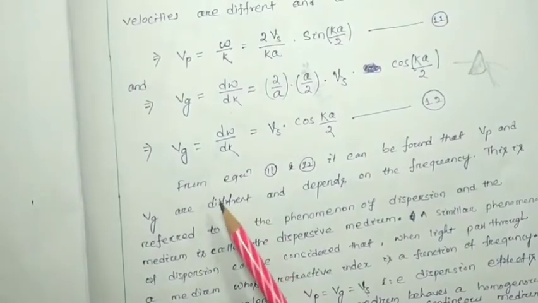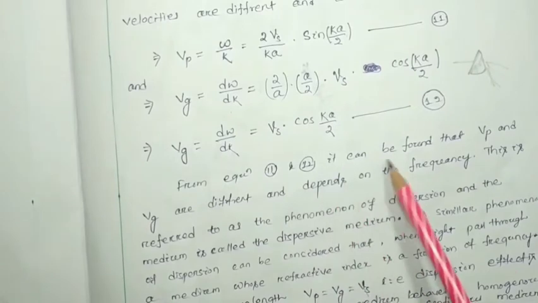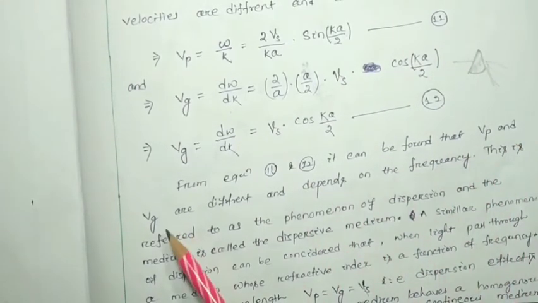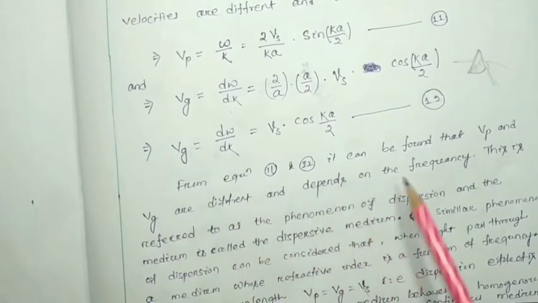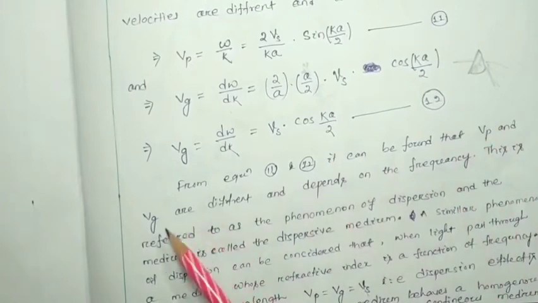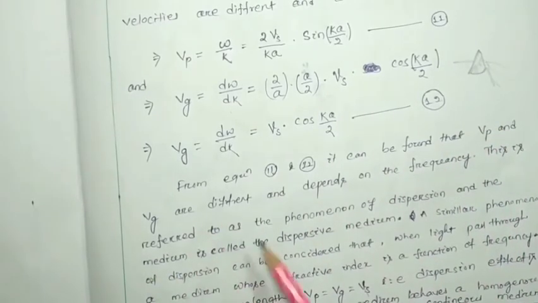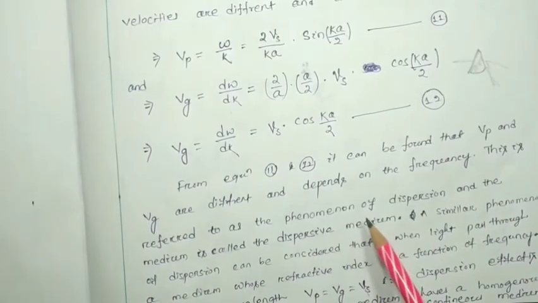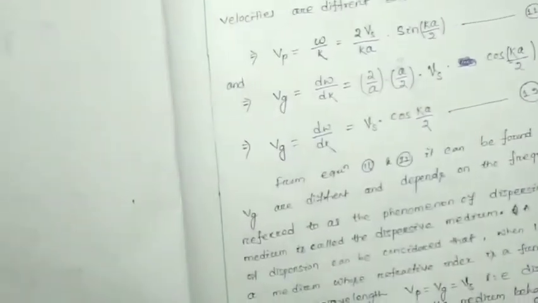From equations 11 and 12, it can be found that Vp and Vg are different and depend on frequency. Vp and Vg both are different. This is referred to as the phenomenon of dispersion, and the medium is called the dispersive medium. Here I can give you one example before we proceed further.